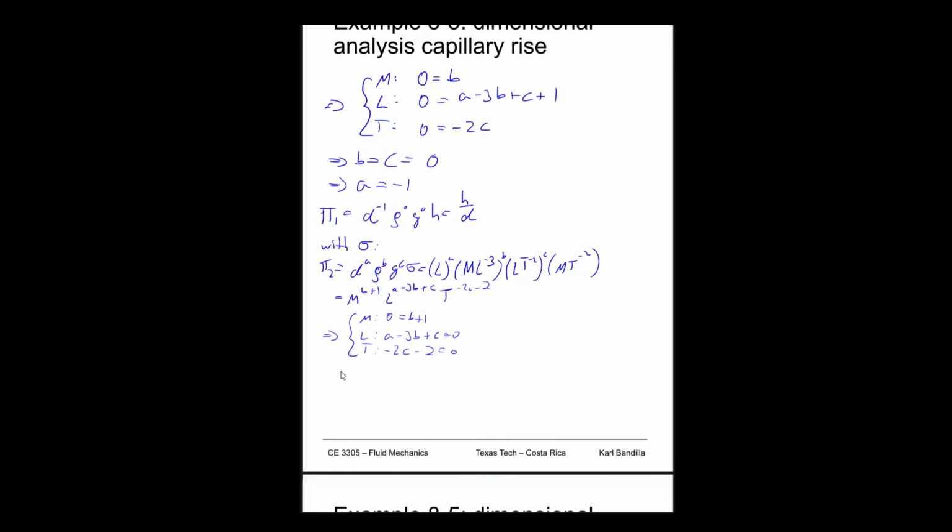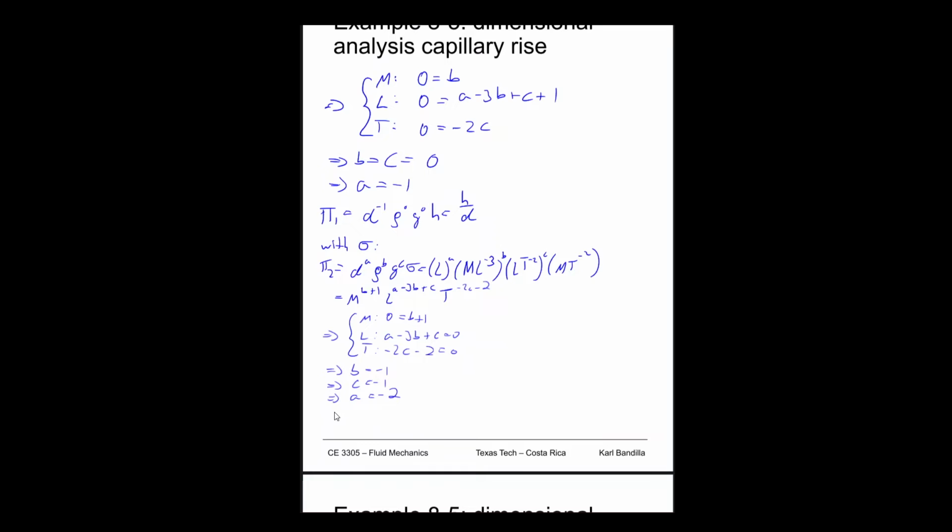That means b is equal to minus 1. We can find from the last one that c is also minus 1. And then we can find that a is equal to minus 2.